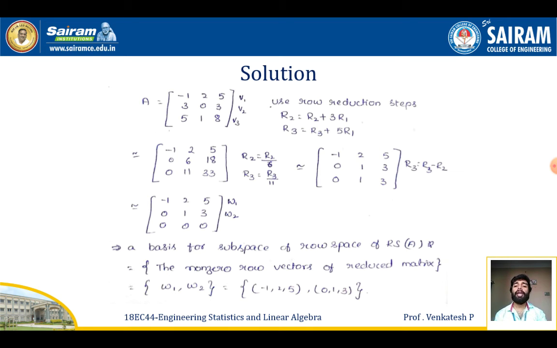So it implies a basis for the row space will be the non-zero row vectors of the reduced matrix. Therefore I can say W1, W2 given by minus 1, 2, 5 and 0, 1, 3 is the basis for the spanned vectors minus 1, 2, 5, 3, 0, 3 and 5, 1, 8.